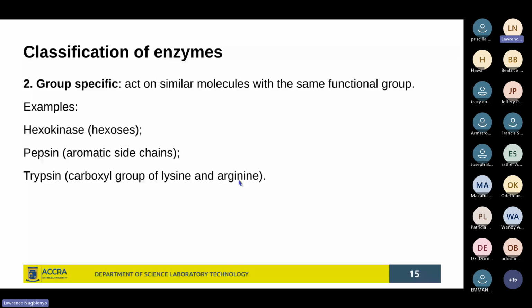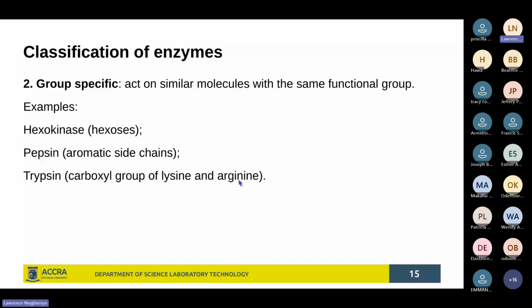Trypsin, on the other hand, will be acting where you have lysine and arginine. These 2 amino acids have amine groups in their side chains, and that is what distinguishes them. So when there is a peptide bond formed between their carboxylic acid group and the amine group of another amino acid, trypsin will be acting specifically on those bonds to break those peptide bonds in proteins.